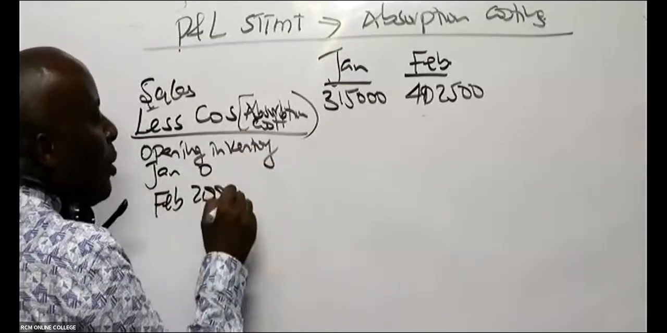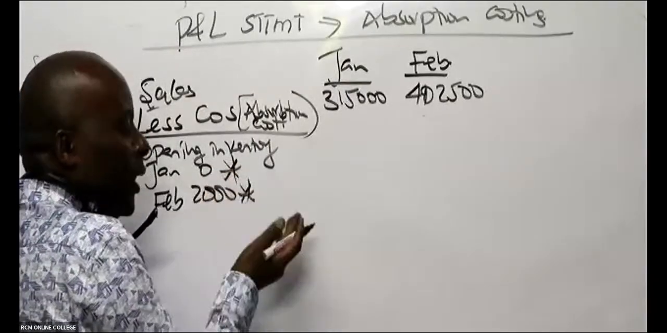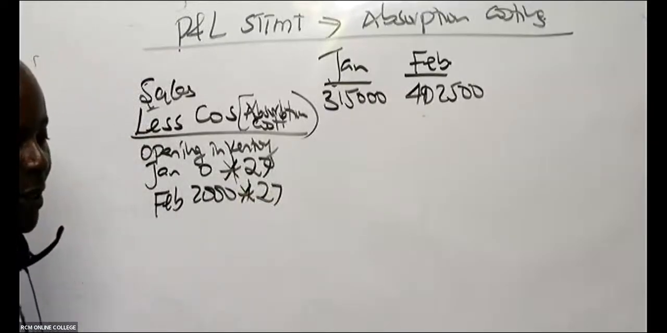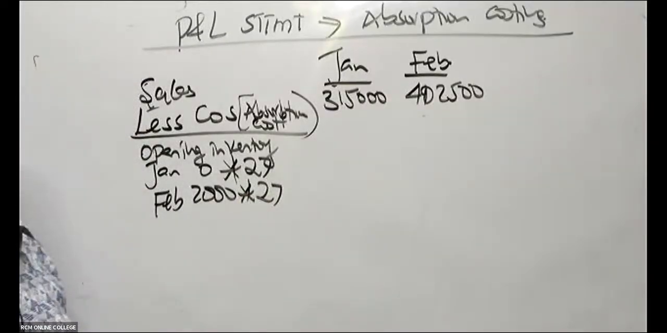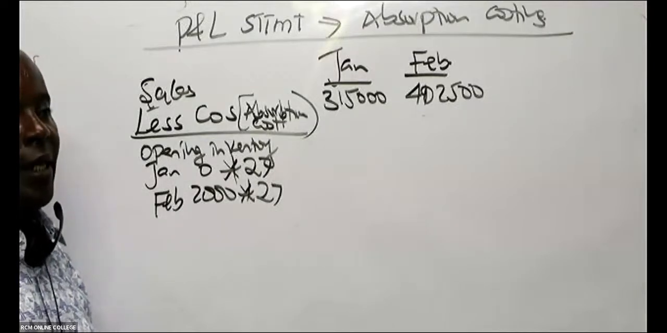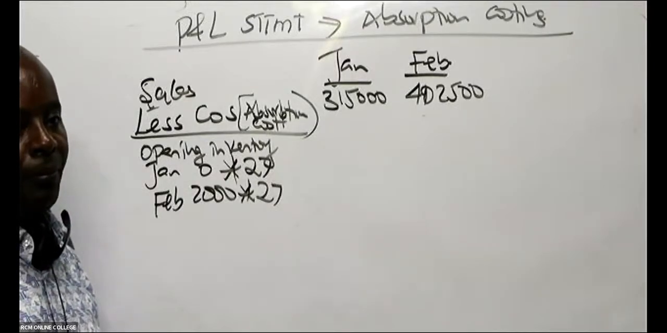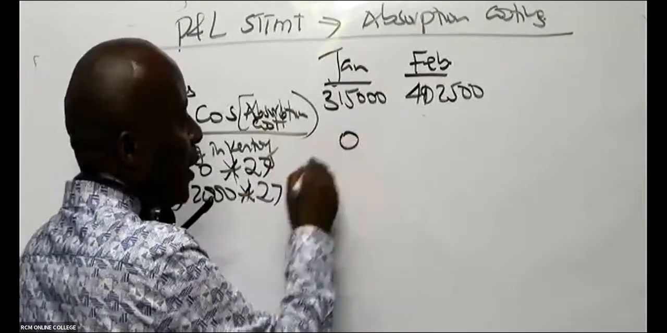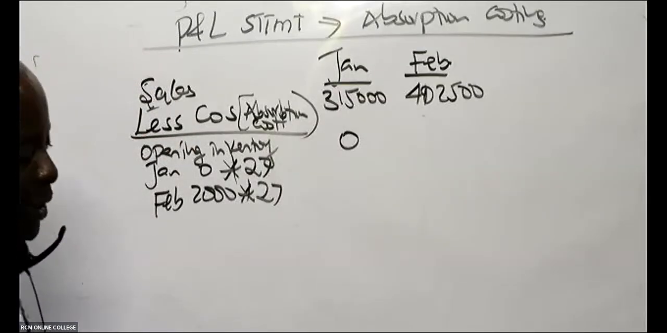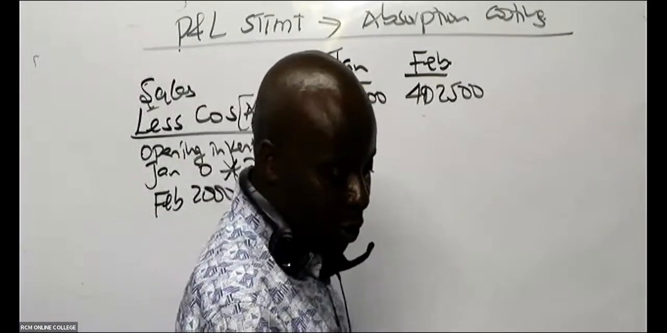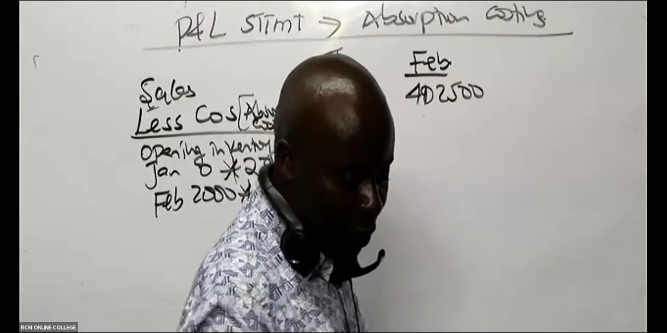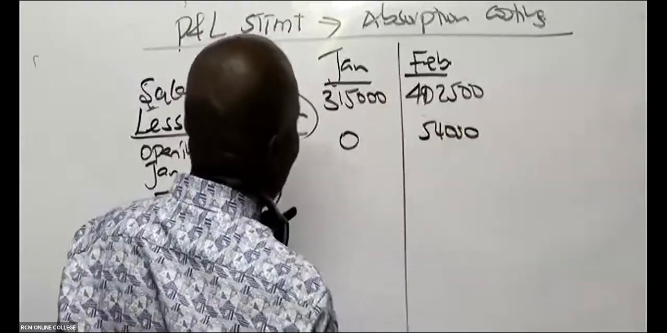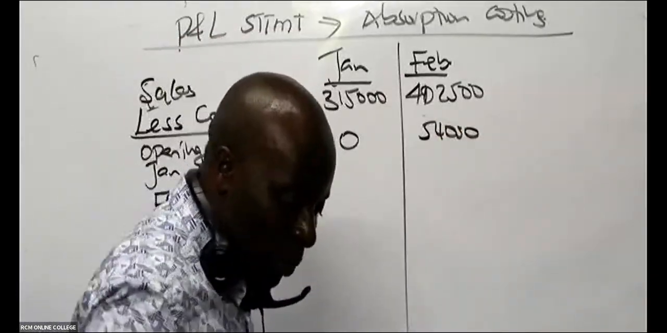And because you're using absorption costing, we know the cost per unit for inventory, which you gave me as 27. So the first one, of course, will be 0, right? The second will be 2,000 times 27, which some online ninjas have already given me: 54,000. So that is opening inventory.